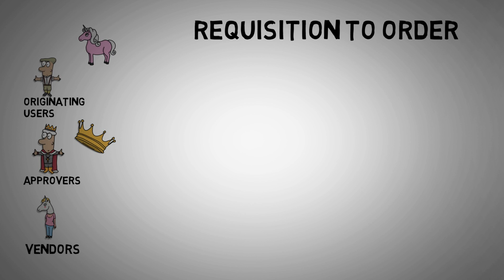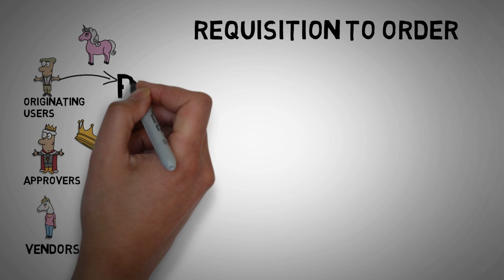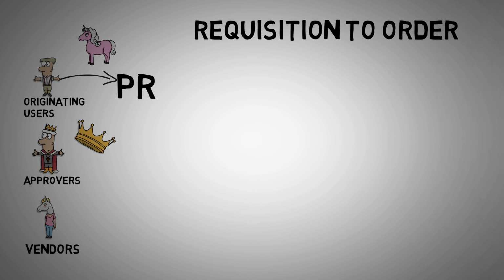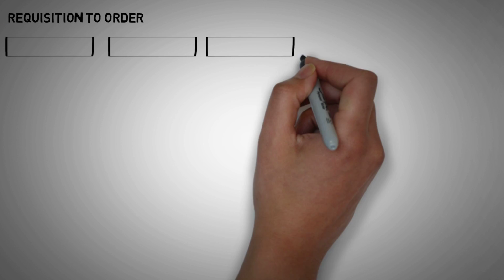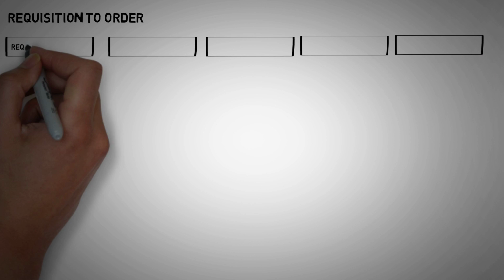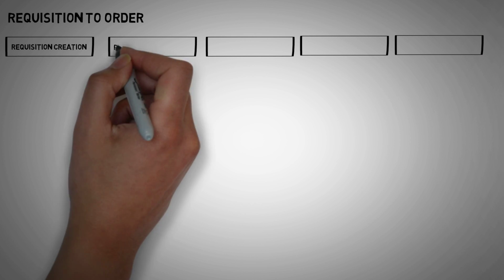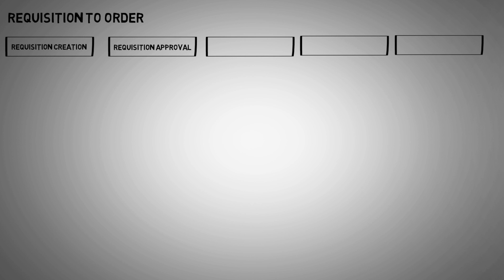Originating user is a person who is assigned to create requisition. Depending on the department, this originating user can sometimes play the role of approver too. Or sometimes, approver is the reporting manager or whoever can approve this requisition. It has 5 steps. First step, requisition creation. Second step, requisition approval. Third step, release. Fourth step, purchase order or PO transmission. Fifth step, order awaiting receipt.